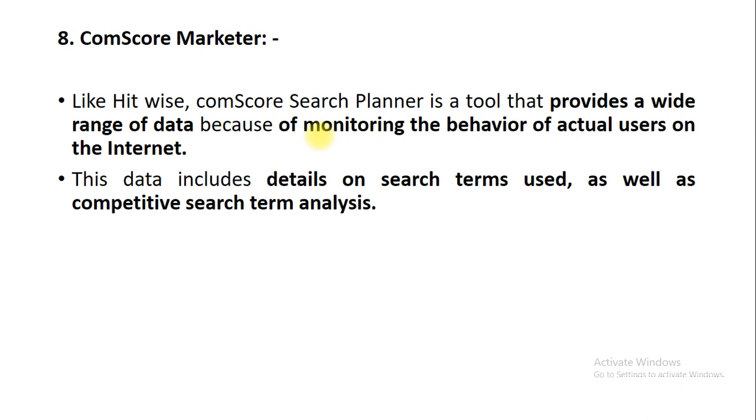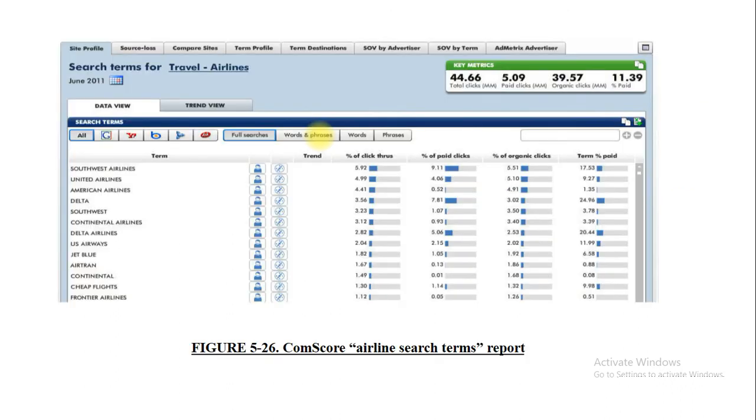So using Comscore Marketer you are able to get the details of search terms used as well as competitive search term analysis. Over here you have the screen of this Comscore company, and we have taken the example of an airline search term report. So you have travel airline, a list of competitors, click through rates, paid click, organic click, and total number of clicks.